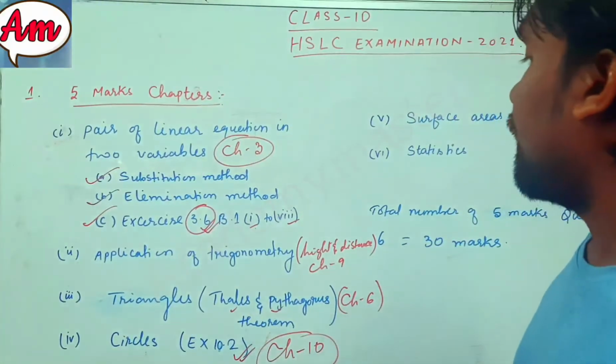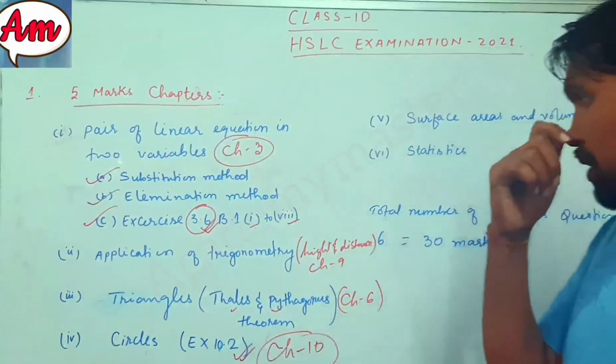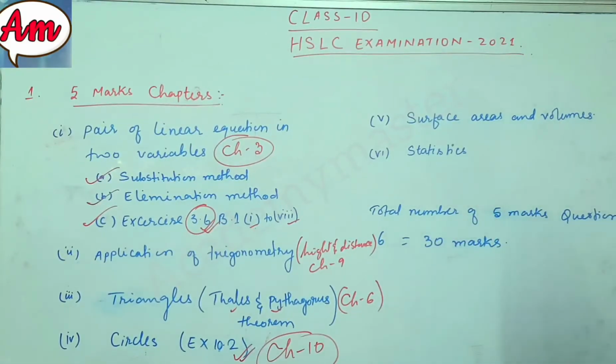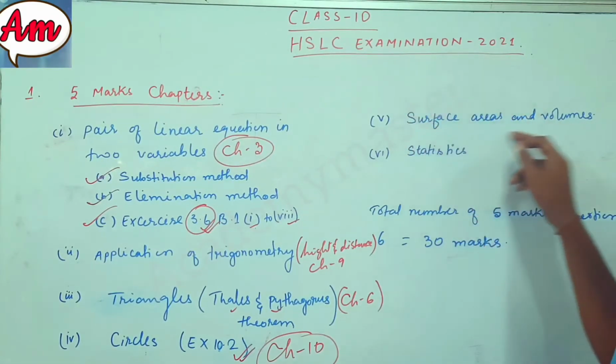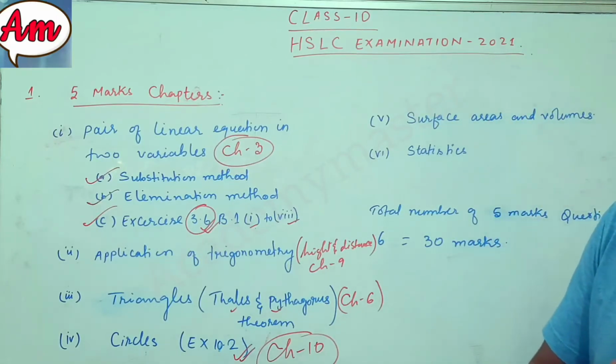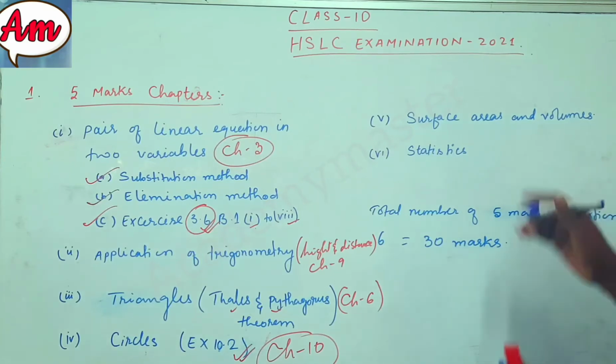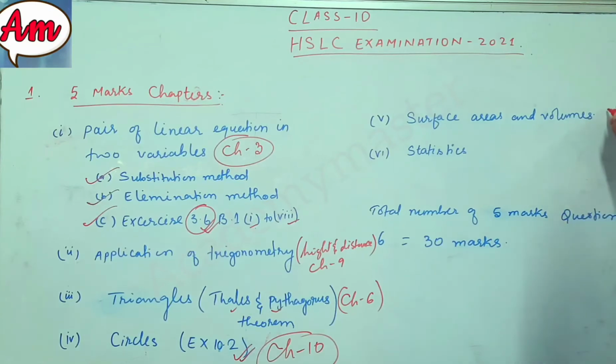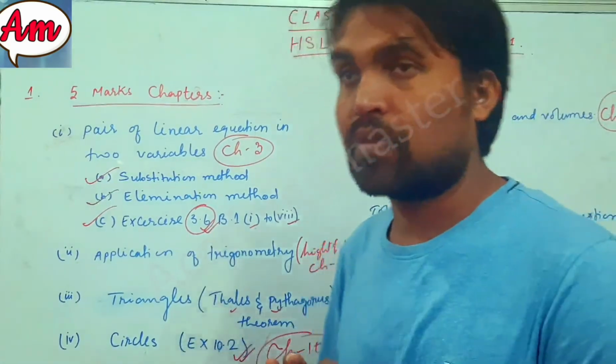Okay, now moving on to the fifth chapter, which is coming for 5 marks, surface area and volume. From this chapter also, one 5-mark question will be asked in your board exams. Surface area and volumes, got it? This is nothing but chapter number 13. From chapter number 13, one question for 5 marks is going to come.